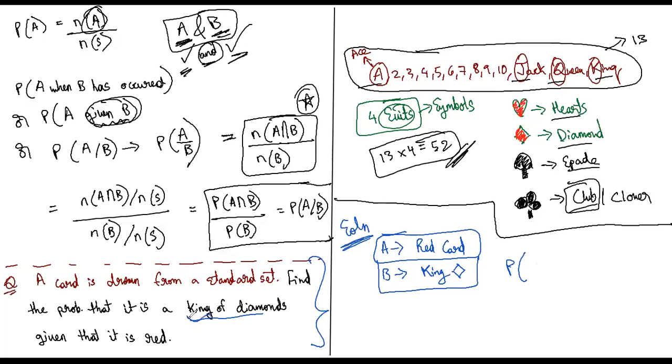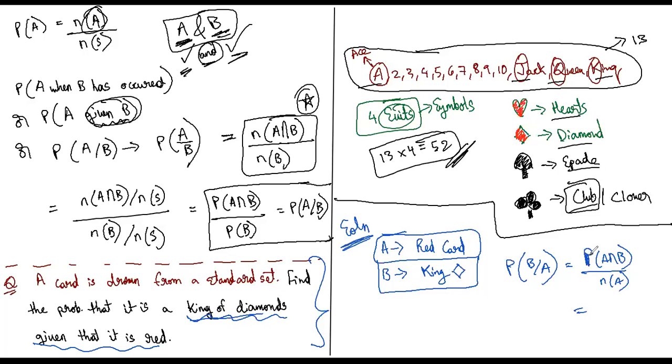Simple है. देखिए क्वेश्चन में क्या बोला. बोलिए. B given A. हाँ, B given A है. Probability of B given A. ठीक है. You have to find the probability that it is king of diamond given it is red. ये क्या होगा? It will be n of A intersection B divided by n of A. जल्दी बताइए, what is n of A intersection B? King of diamond. 1 by 30. There is only 1 by 30.